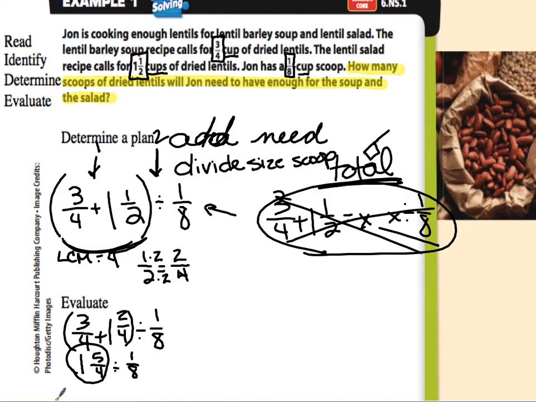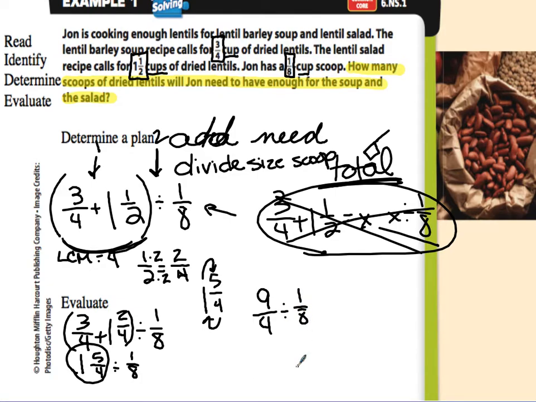So again, I have one whole group of 4. That tells me that I have 4 plus 5 extra. So 4 plus 5 is 9. So now I have 9/4 divided by 1/8.